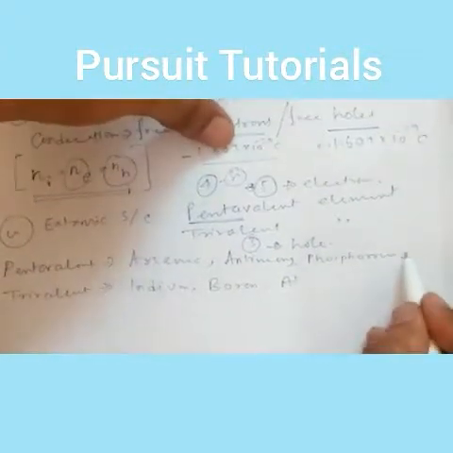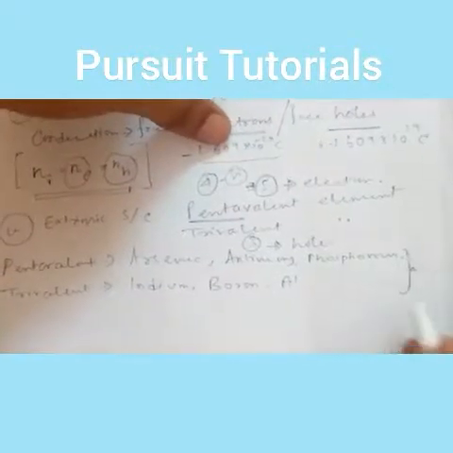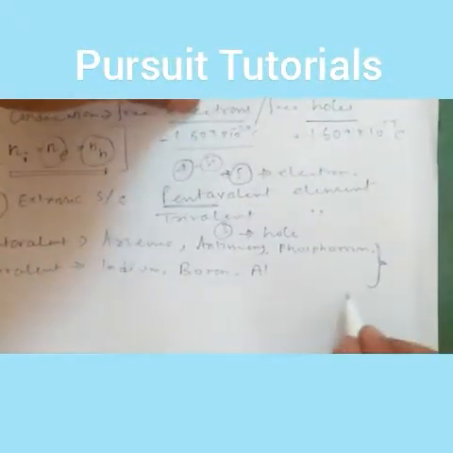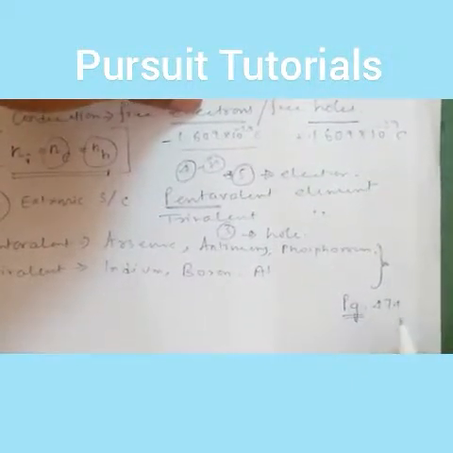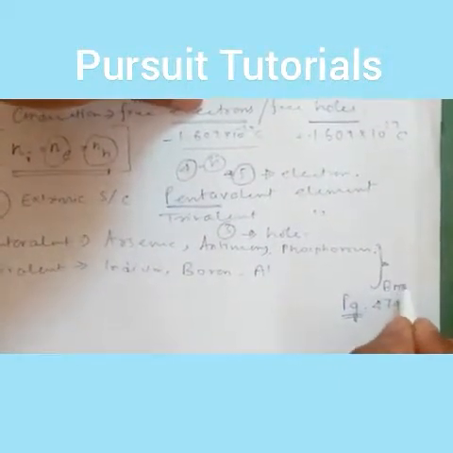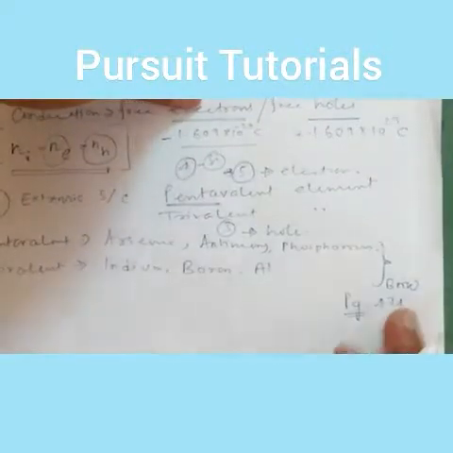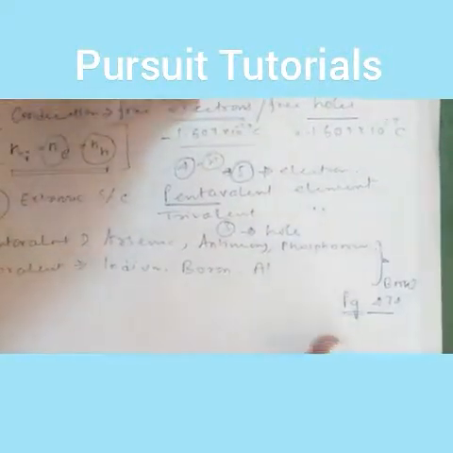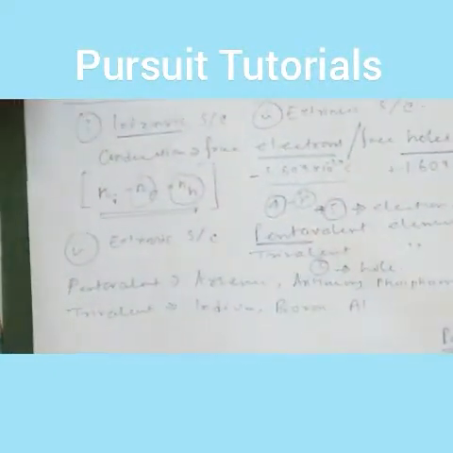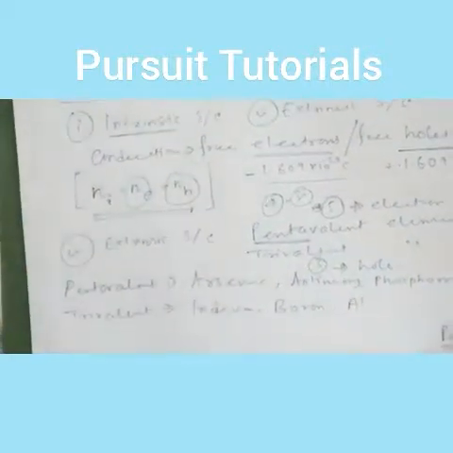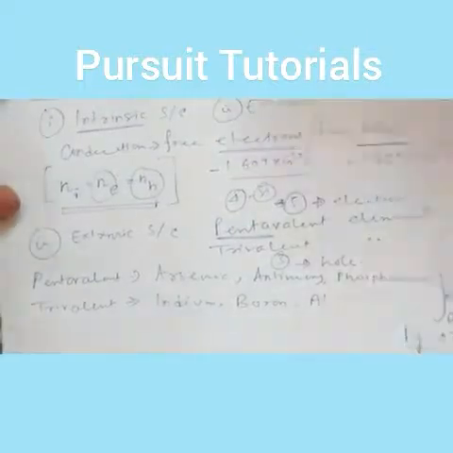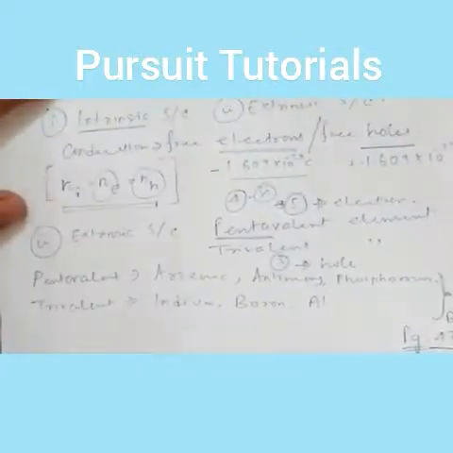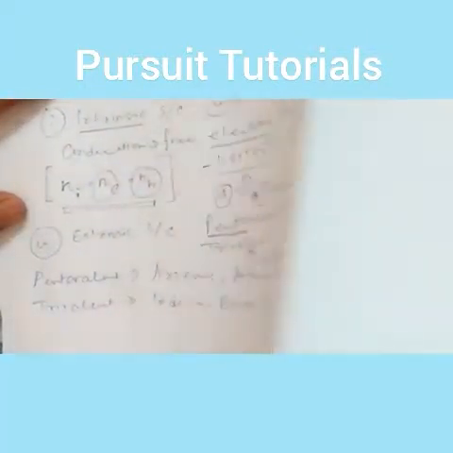I will give you the page number of this. If you are a CBSE student, then obviously you can find it on page number 474 of NCERT book 2. Book 2, 474. You can get all the things out there. So I can suggest that you have got an idea of the extrinsic semiconductors. Now let us move to the main element, that is our junction diodes.